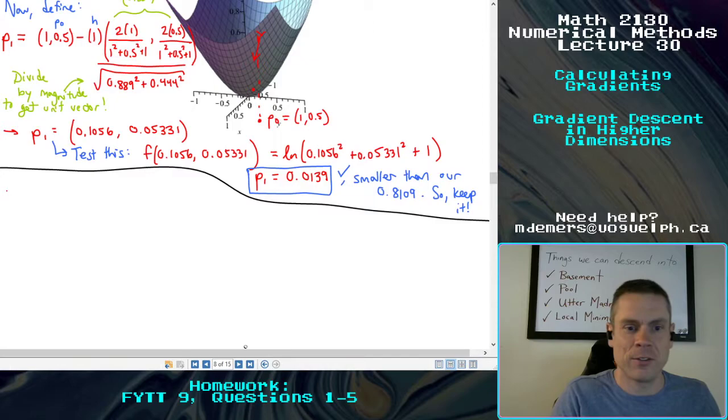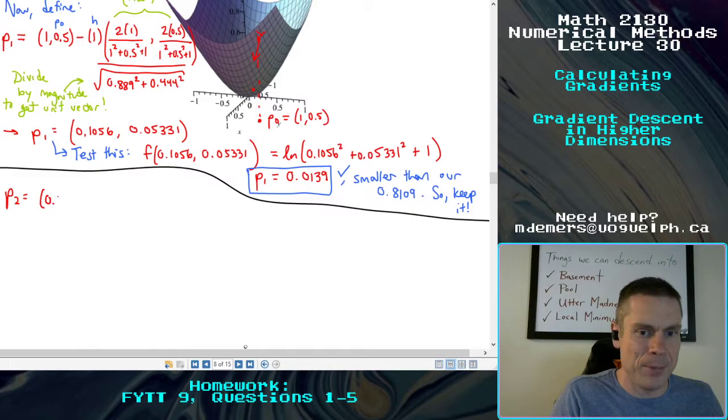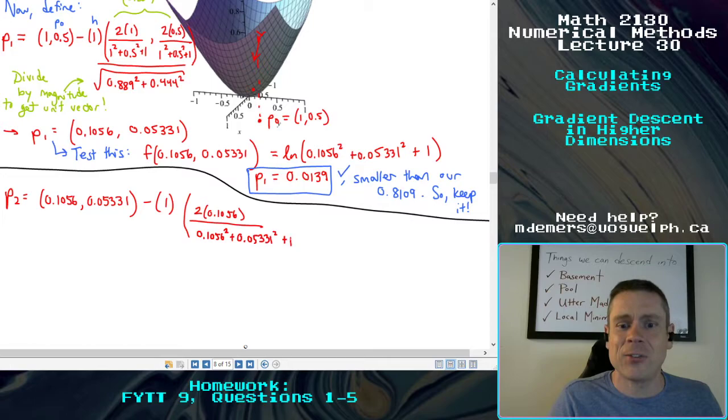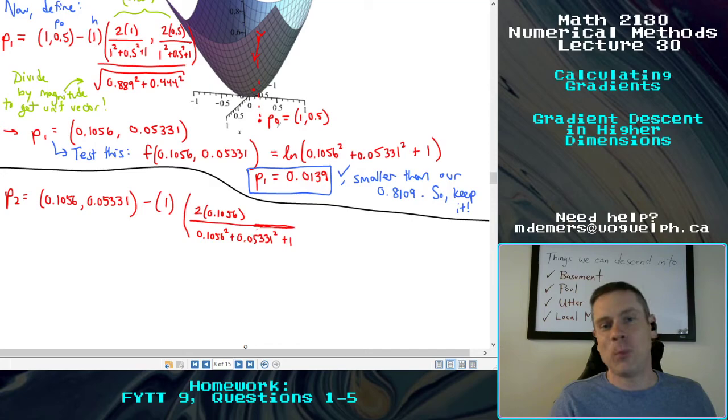P2, maybe I'll leave some of the calculations for you. But P2 is going to take what we had, and it's going to subtract off that h value. And this time we're going to want to, again, calculate that gradient. So this is going to be 2 times the first over the sum of the squares. You see how this is a super simple example where we could find the minimum by hand if we wanted to. That's why it's hard to come up with examples for this to showcase. But I think it is important that we go through it once so that we get it.